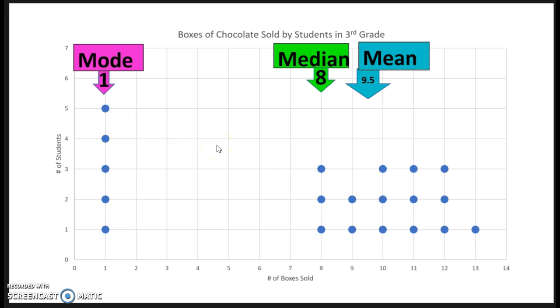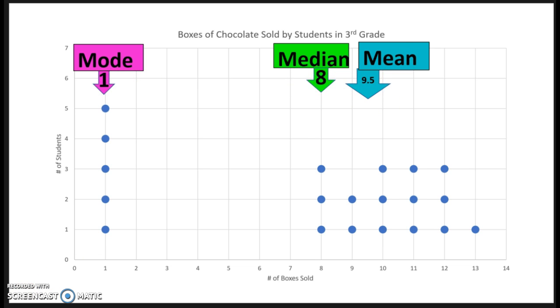We are going to start talking about typical value, and the typical value is kind of like the value that most of the data points reflect, if you will, or the typical value can change based on different pieces of a data set. But if you were asked, what is the typical value here? What do you think it would be? The mode of 1, the median of 8, or the mean of 9.5?